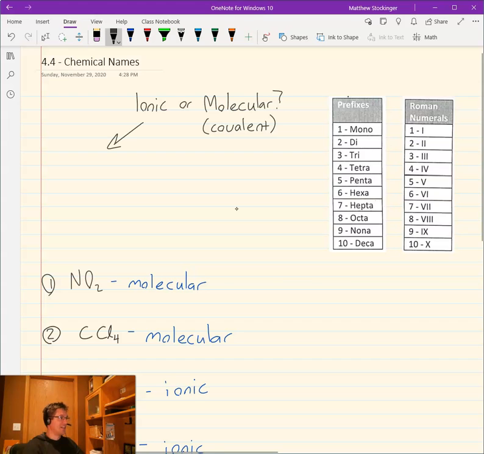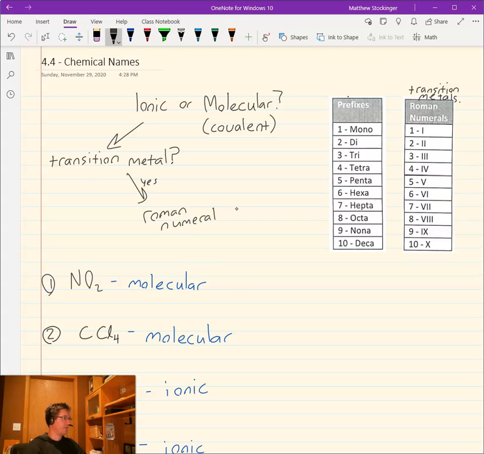If it is ionic, the next thing you need to know is whether the metal in front is a transition metal. If it is, then you're going to need these Roman numerals over here in the name, or you might need them. I'll talk about that in just a moment. So yes, Roman numeral. Otherwise, if not, then no Roman numeral.